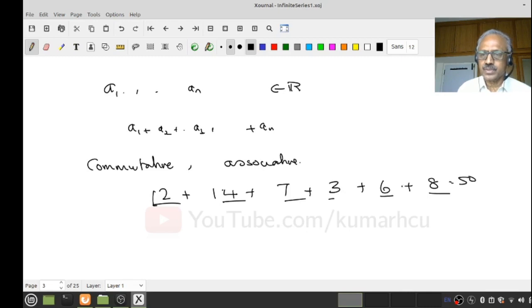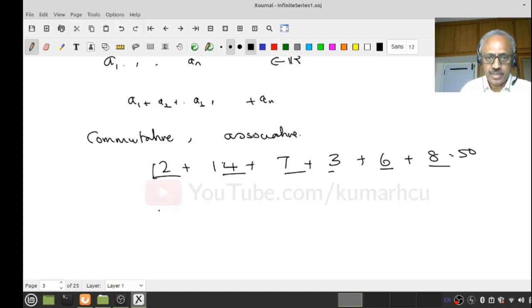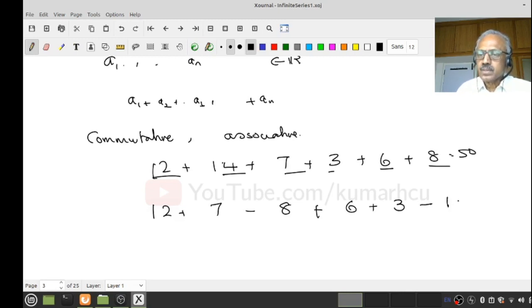This is 20 plus 20, and that's it. He will quickly add, right? So sometimes he may even group terms. For example, suppose I have 12 plus 7 minus 8 plus 6 plus 3 minus 10. Then you can add 12 plus 7, 19, 19 plus 6, 25, plus 3, 28, minus 8, 20, minus 10, 10. So that is the answer.